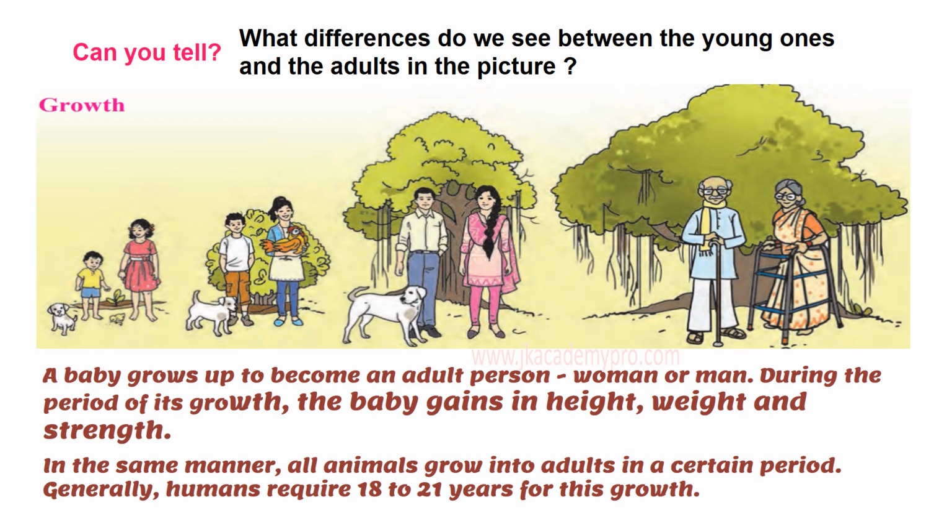So, a baby grows up to become an adult person, woman or man. During this period of growth, the baby gains weight, height and strength. In the same manner, all animals grow into adults in a certain period. Generally, human beings require 18 to 21 years of growth. That is, to grow from a baby to a young adult, it takes about 18 to 21 years.